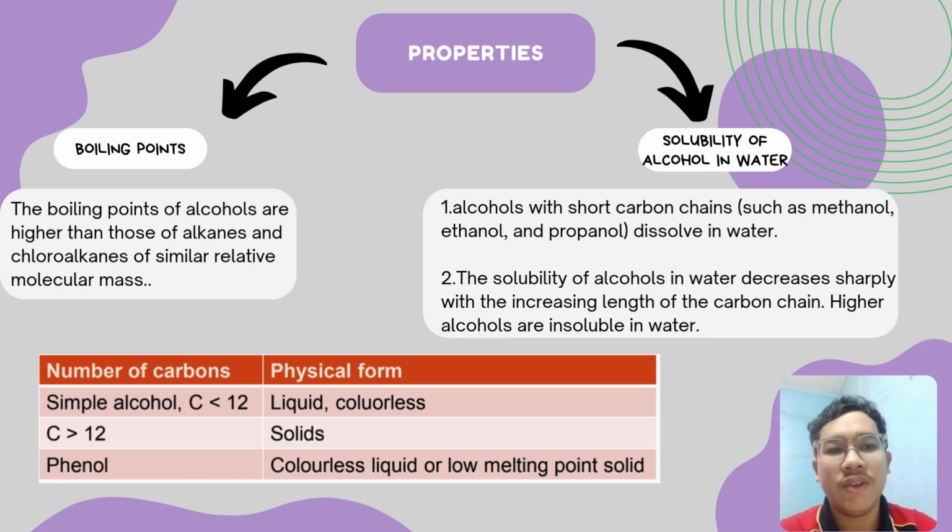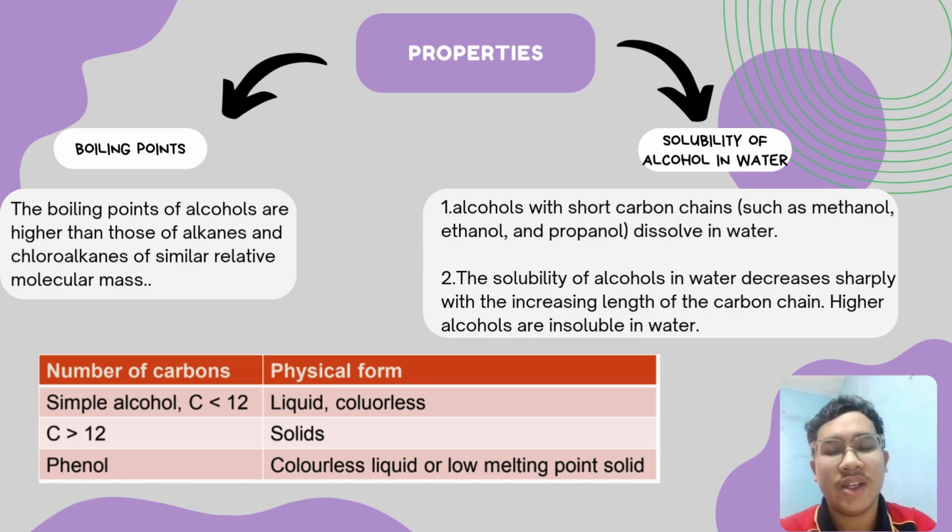First, alcohols with short carbon chains such as methanol, ethanol, and propanol dissolve in water easily. Second, the solubility of alcohol in water decreases sharply with the increasing length of carbon chain. Higher alcohols are insoluble in water. To make it easier to understand, the more carbon the alcohol has, the harder it is to dissolve in water.